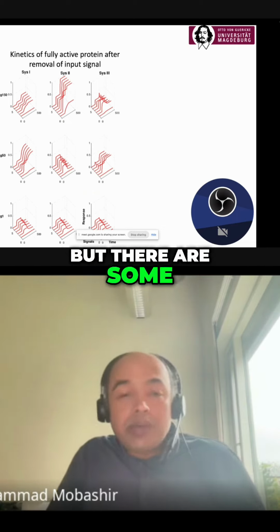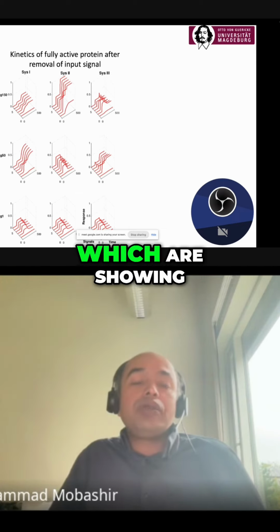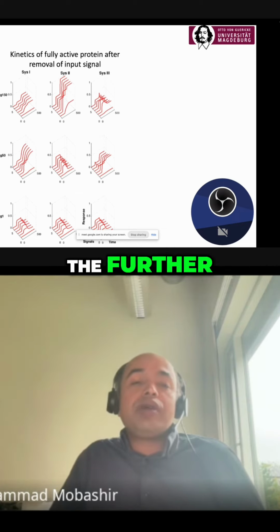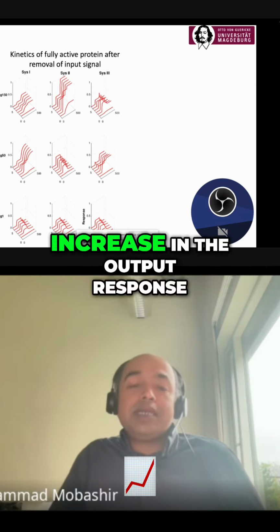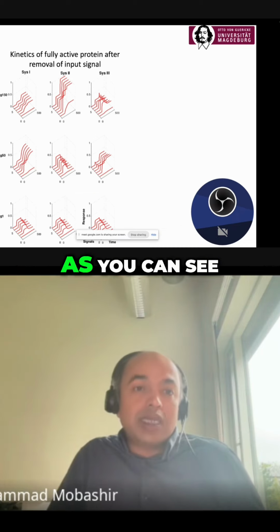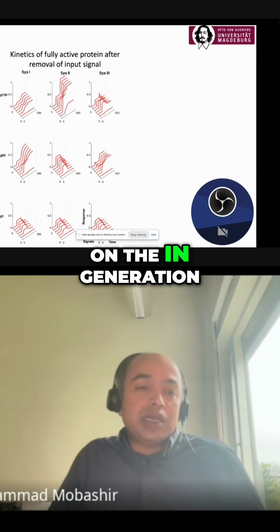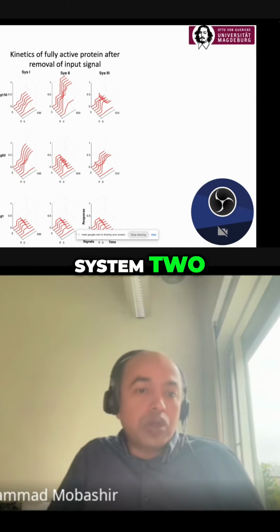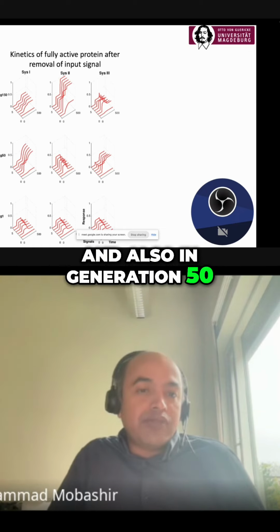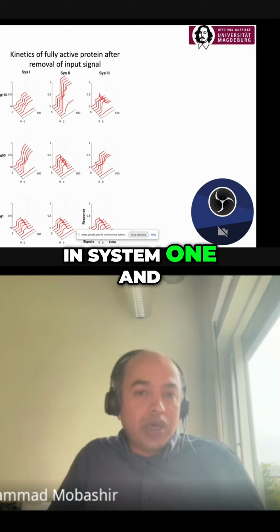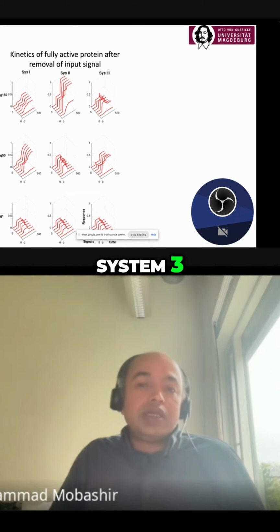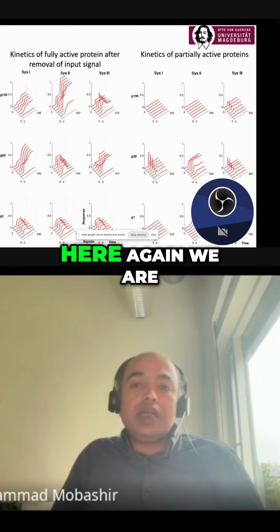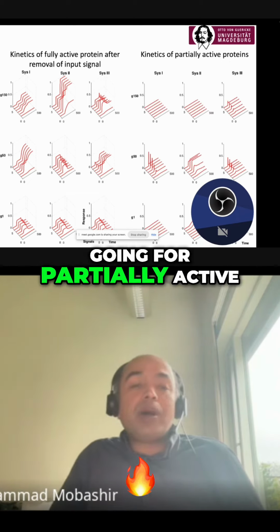But there are some of the networks also which are showing a further increase in the output response, as you can see in generation 150 in system 1, system 2, and also in generation 50 in system 1 and system 3. So here again we are going for partially active.